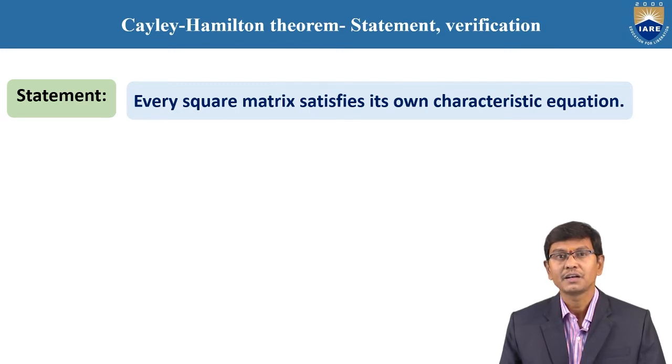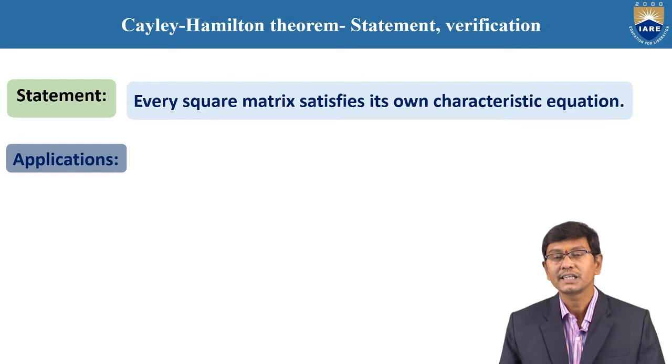We want to know the meaning of the characteristic equation. As we studied previously, the characteristic equation is the determinant of A minus lambda I equal to 0. That means whatever we find in the characteristic equation, that equation is satisfied. So the statement of the Cayley Hamilton theorem is that every square matrix satisfies its own characteristic equation. Based on this theorem, today we are going to discuss the applications of the Cayley Hamilton theorem.